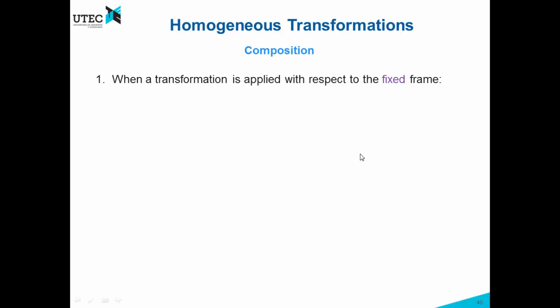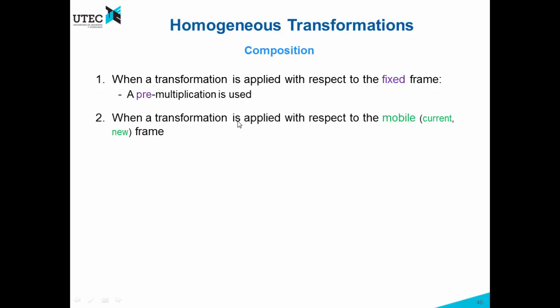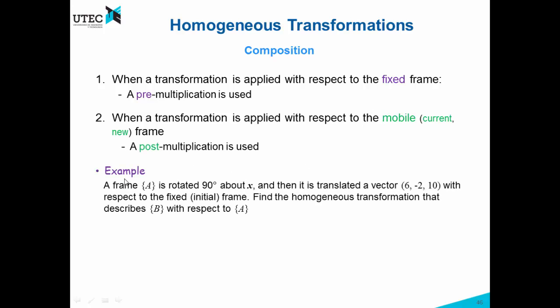The composition. When a transformation is applied with respect to the fixed frame, the composition is exactly the same as with rotation matrices. So it means that we have to pre-multiply. And if it is applied with respect to the current, mobile, or new frame, we have to post-multiply. For example, let's suppose that a frame A is rotated 90 degrees about x, and then it is translated a vector, this vector, with respect to the fixed or initial frame.